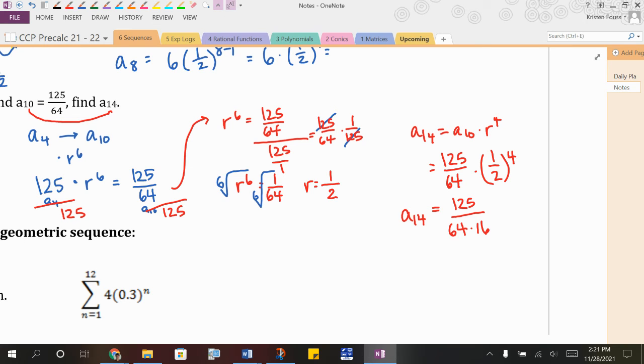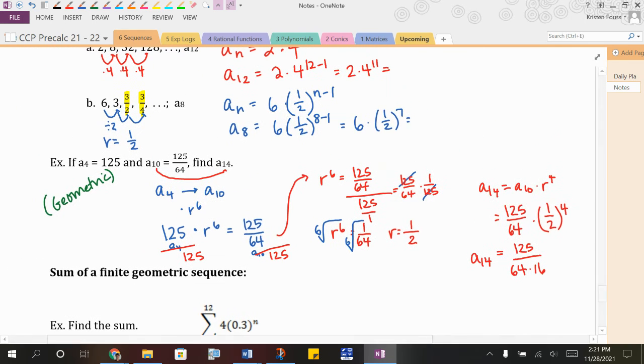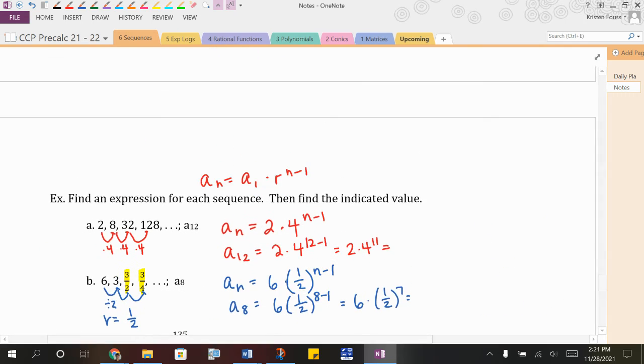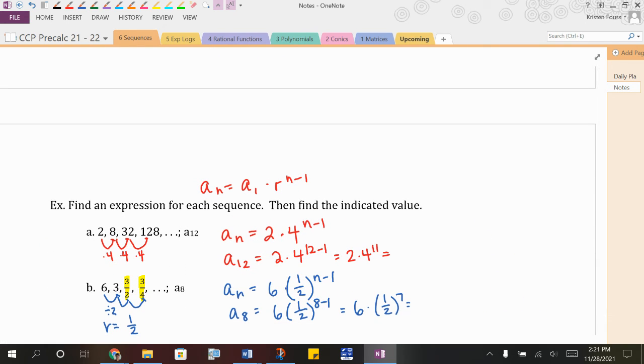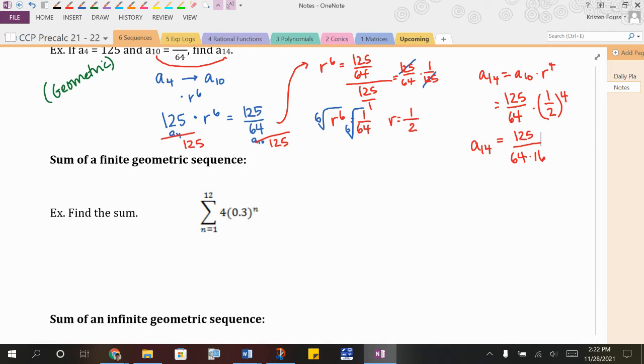Okay, so that sums everything up with geometric sequences. So our explicit formula, which is a1 times r to the n minus 1, and then how we can use it. Now let's talk sums.